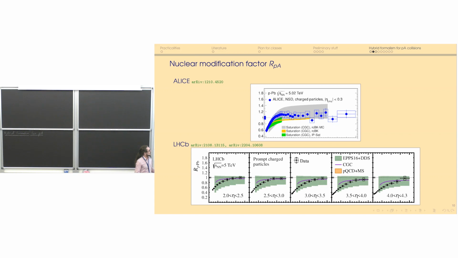Okay. Yes, so the calculation we're going to be doing today isn't actually exactly what is needed for this, because this is mid-rapidity. Something that is more recent and closer to the calculation we're going to be doing today is from LHCb. LHCb sits at very forward rapidity, and as we will discuss, that is even better for small x.